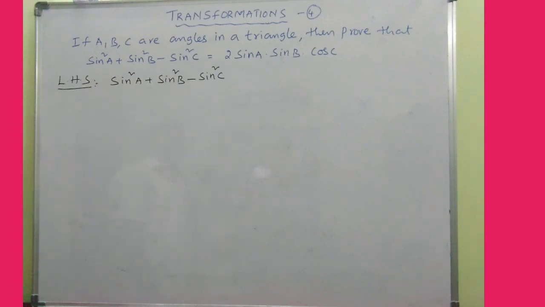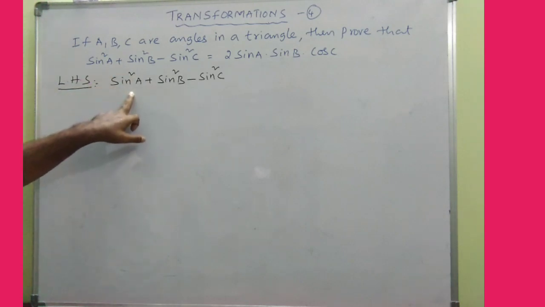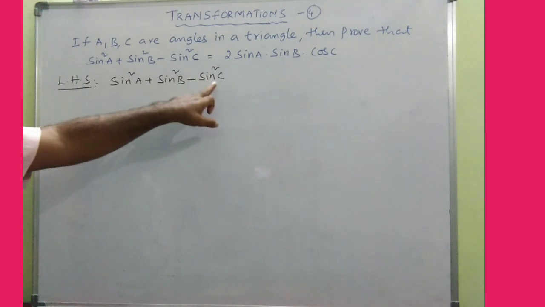So read the question. If A, B, C are angles in a triangle, then prove that sine square A plus sine square B minus sine square C is equal to 2 into sine A into sine B into cos C. See, especially the LHS, what is it? Sine square A plus sine square B minus sine square C.